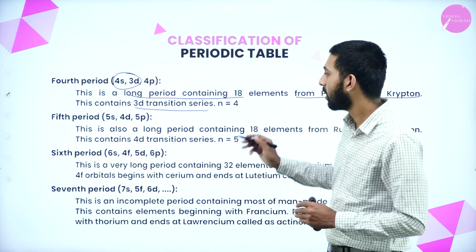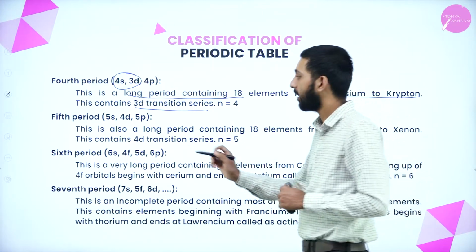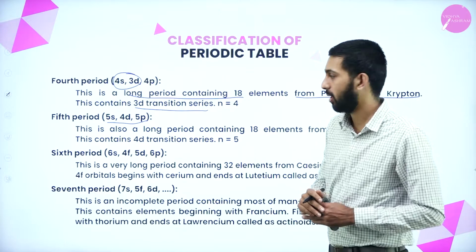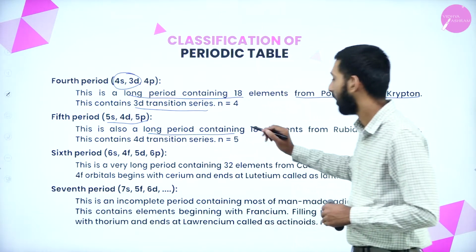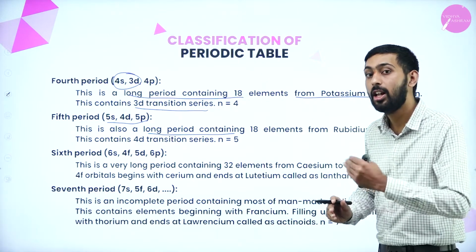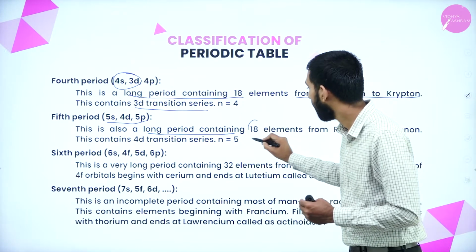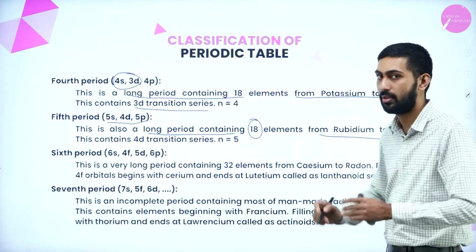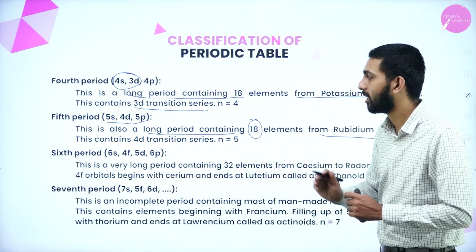So next thing is the fifth period. In the fifth period, it has 5s, 4d and 5p. These are called a long period. This is also called a long period. Why? Because it also contains 18 elements, from rubidium to xenon. Then it is considered the fifth period.